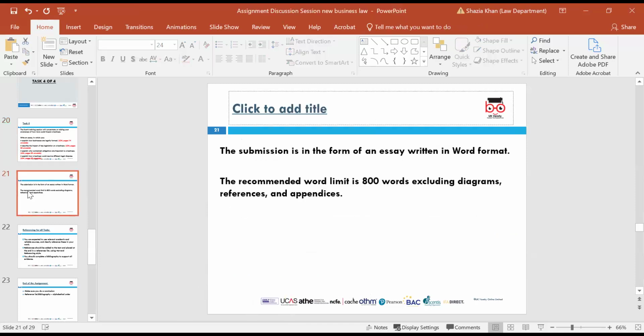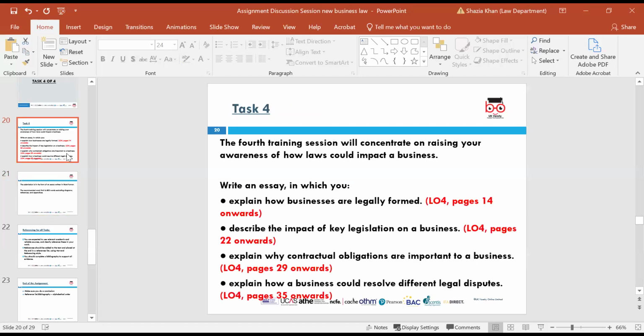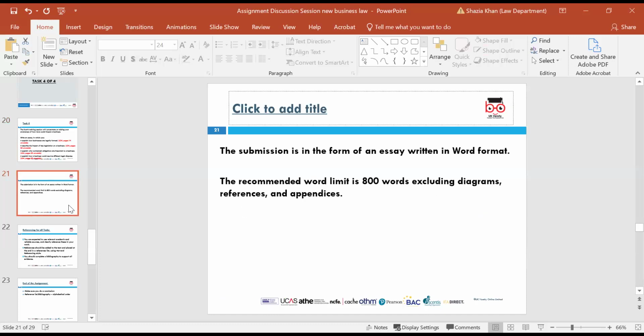The submission is in the form of an essay, written in a Word document. So it needs to be in Word format. And again, it's 800 words, excluding any diagrams, references, and appendices. You need to make sure that you are sticking to the word count as well. For each part of task 4, there are 4 parts, so make sure it's about 200 words each. That shows that you are sticking to the word count, okay?